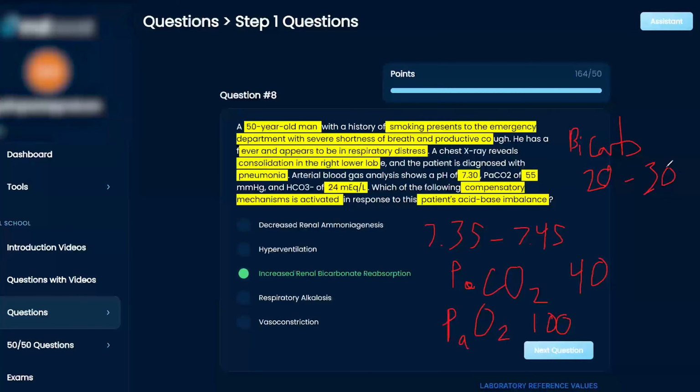So the reason I'm mentioning this is we can easily come up with an answer if you know these values and work at it. I always personally start at the pH. The pH is acidotic, so that takes away D immediately, because it can't be alkalosis. The overarching diagnosis itself is something acidotic, so I always start with the diagnosis. So you can tell he's in respiratory acidosis.